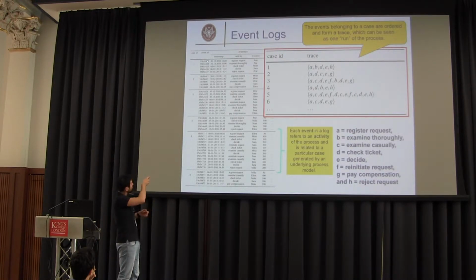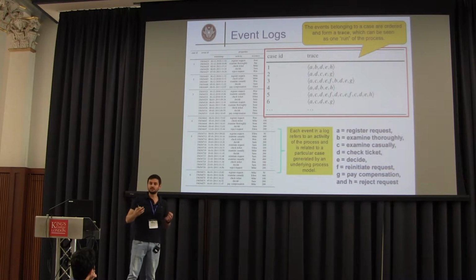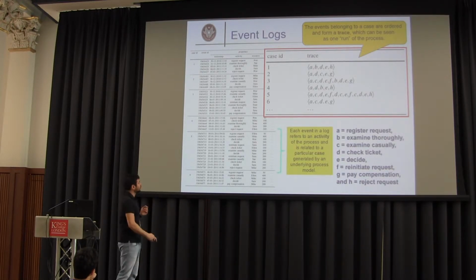So to each event we can associate an activity of the process that is being executed. And each case in process mining is called a trace. A trace represents a single run of a process model, a single process instance executed in the real world.